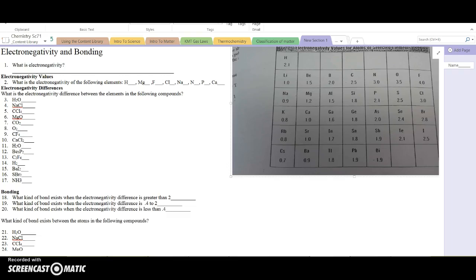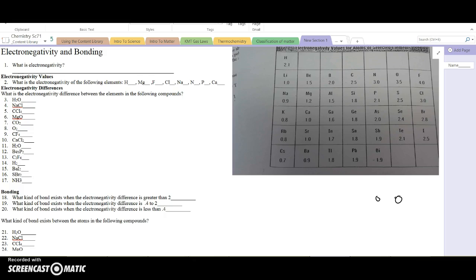Now we're looking at polarity and polar bonds. So the first thing we have to really understand is electronegativity. Electronegativity is the tendency of an atom to pull an electron or electron pair towards itself. So if I have two atoms, they're going to have potentially different strengths or powers to pull an electron or electron pair towards itself.